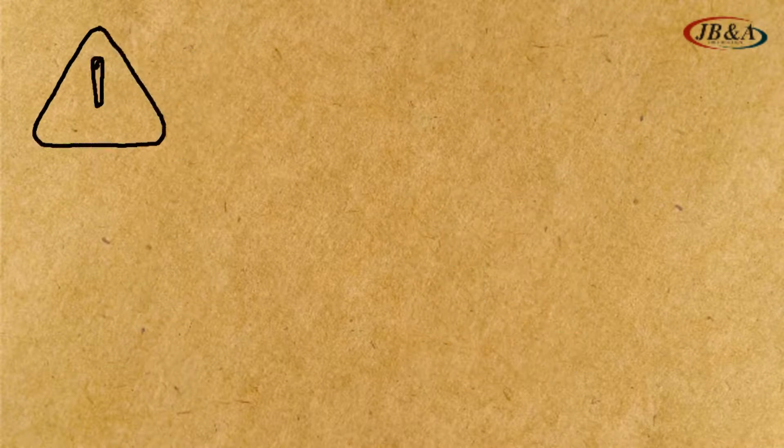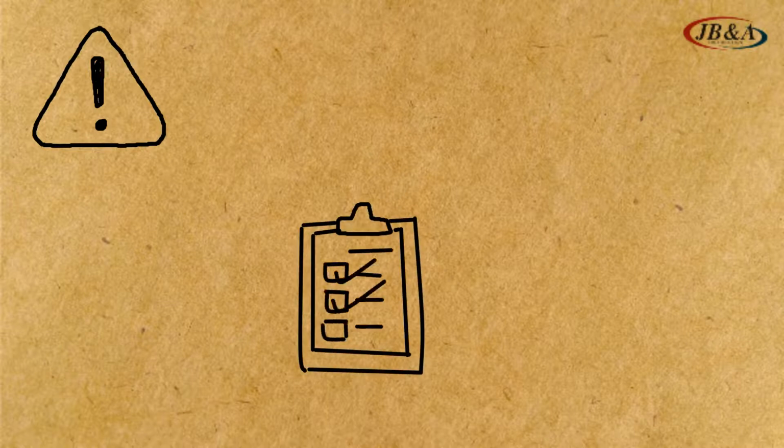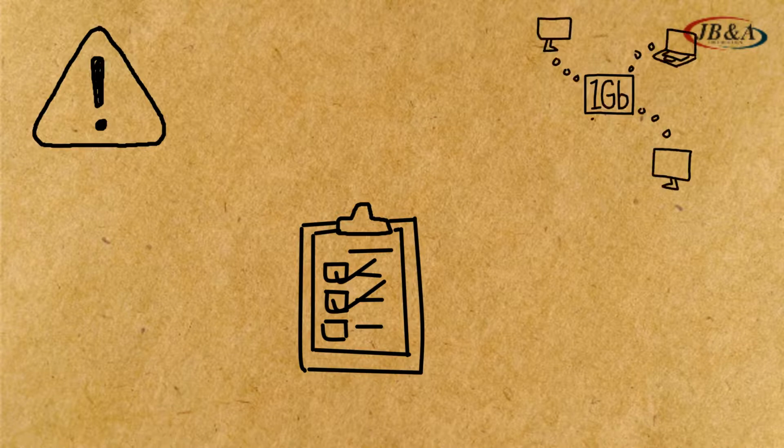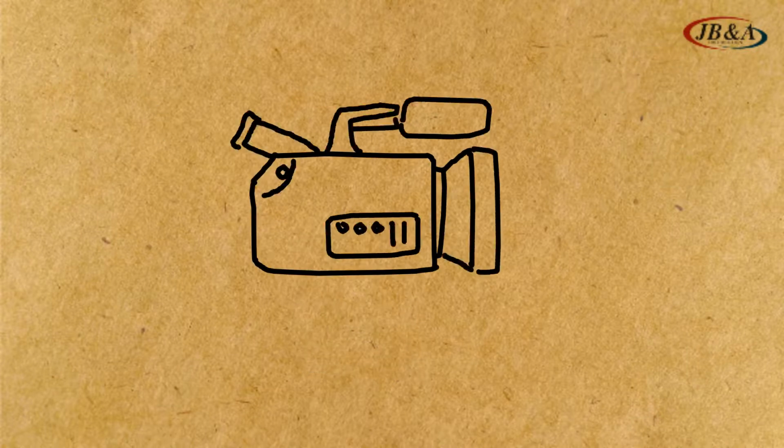Two important notes. Live production requires minimal latency, so there are some network requirements to follow, but for now, just remember that a 1 gig network infrastructure is required. And this is just a single camera solution.